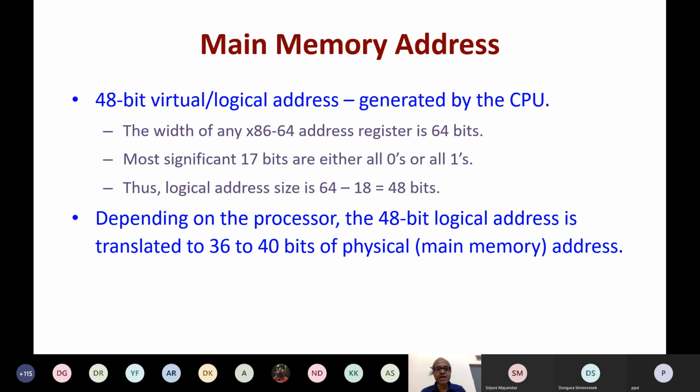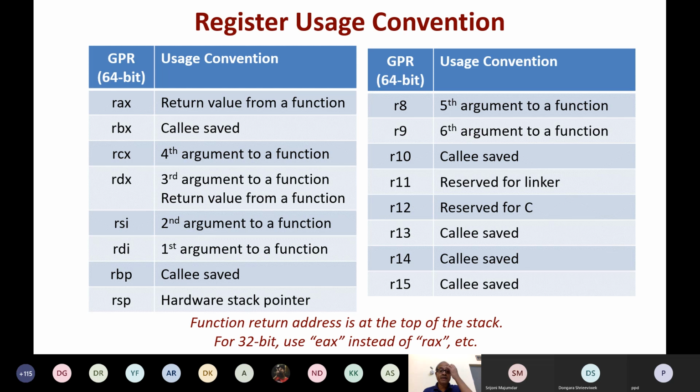Now depending on what kind of processor you are using, this logical address gets translated into a physical main memory address, which can be 36 to 40 bits in size. Okay, fine. Now these are a few things you need to remember, because otherwise you will not be able to understand how this assembly language code that the compiler is generating is working.